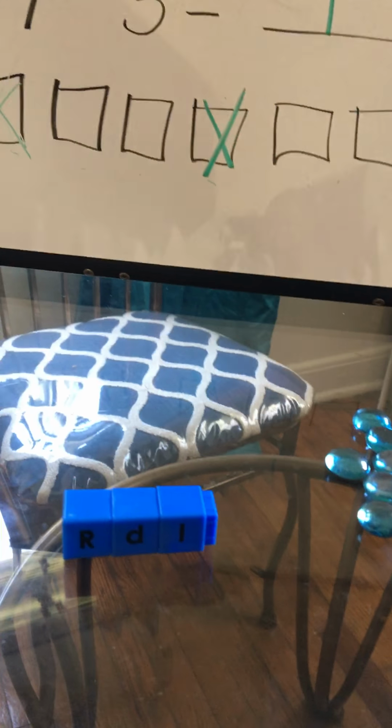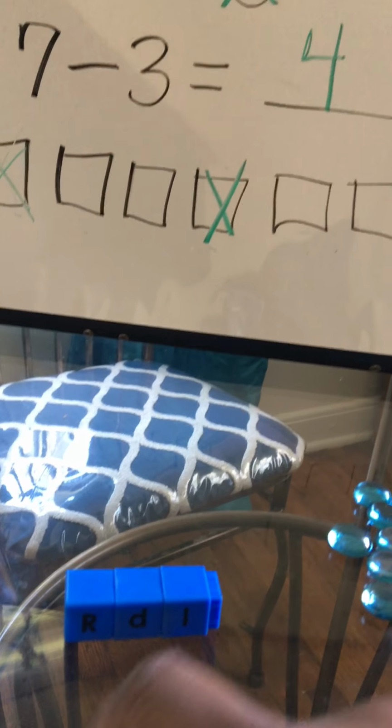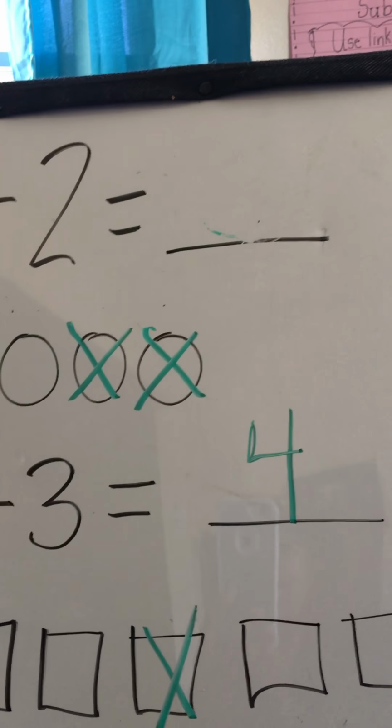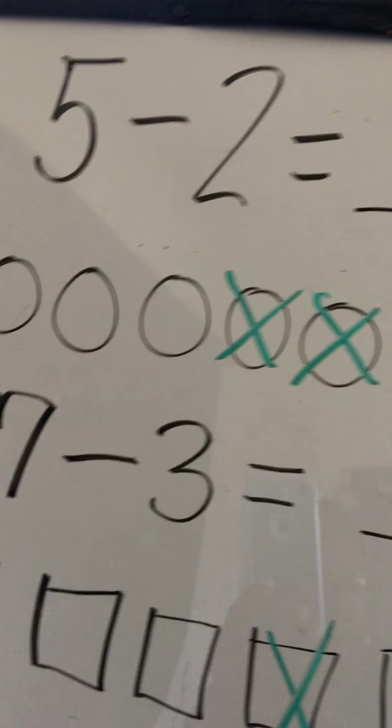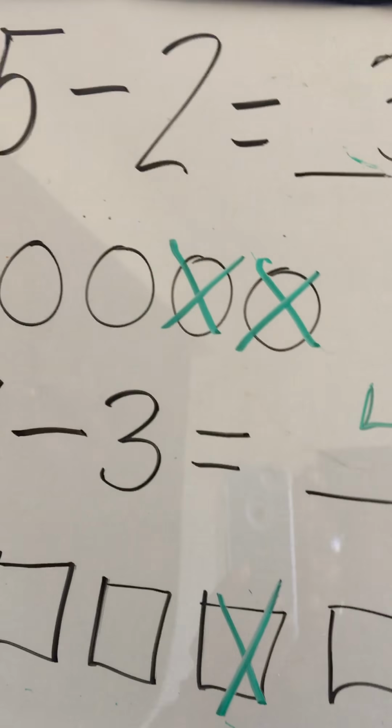And how many do I have left? I have 3. 1, 2, 3. So 5 minus 2 again equals 3. So we've done it 3 different ways so far. Good job, good job. All right, so we can use the cubes.